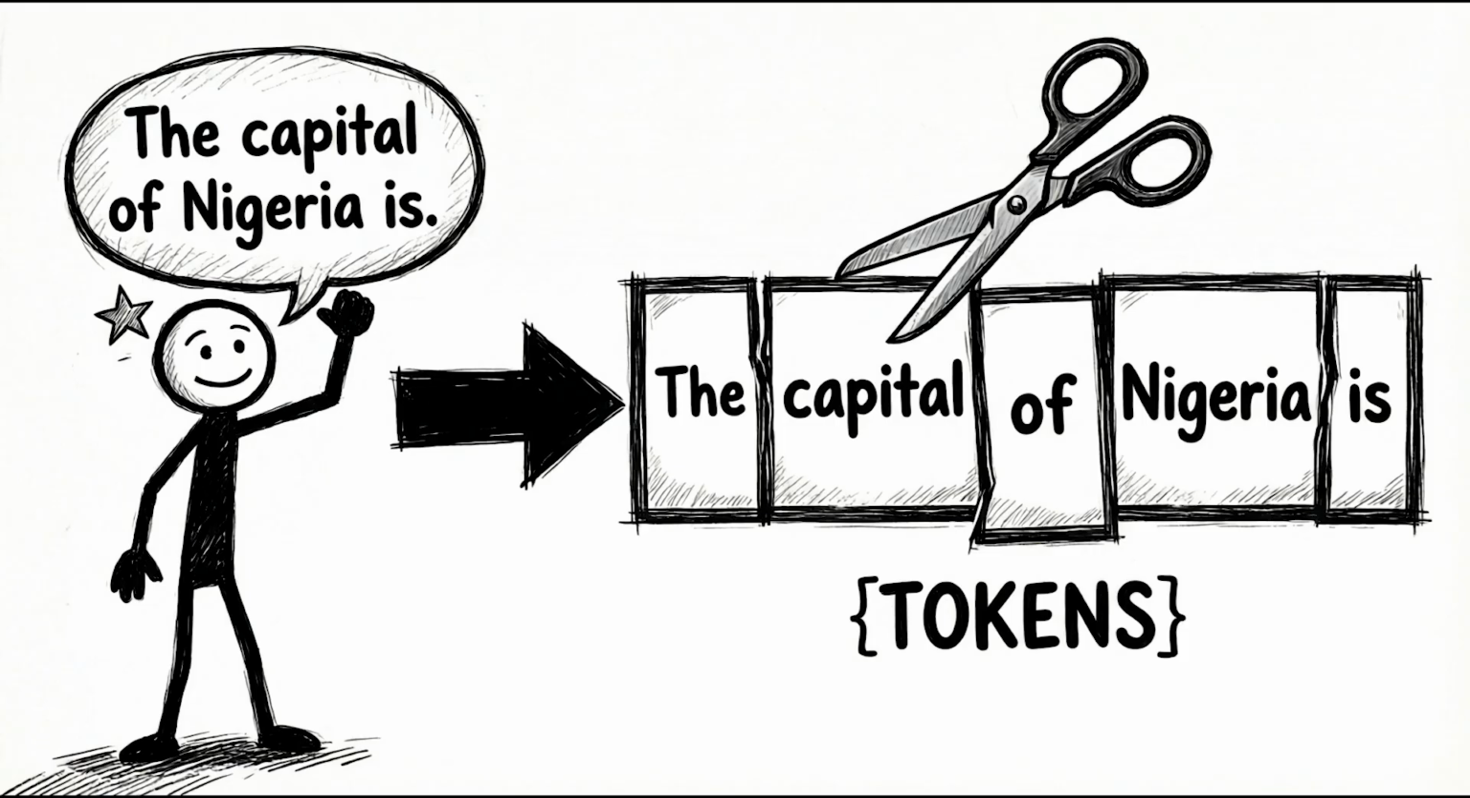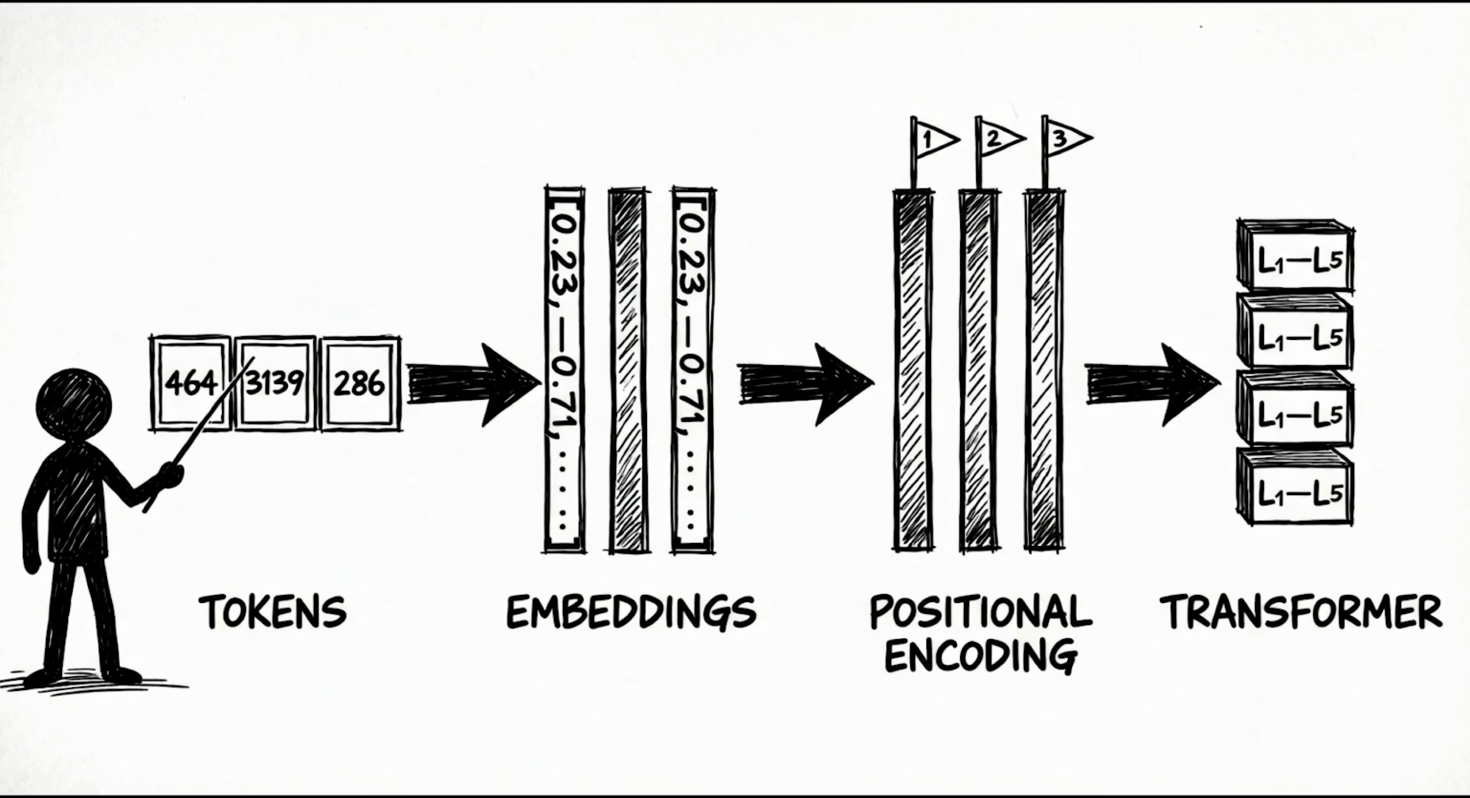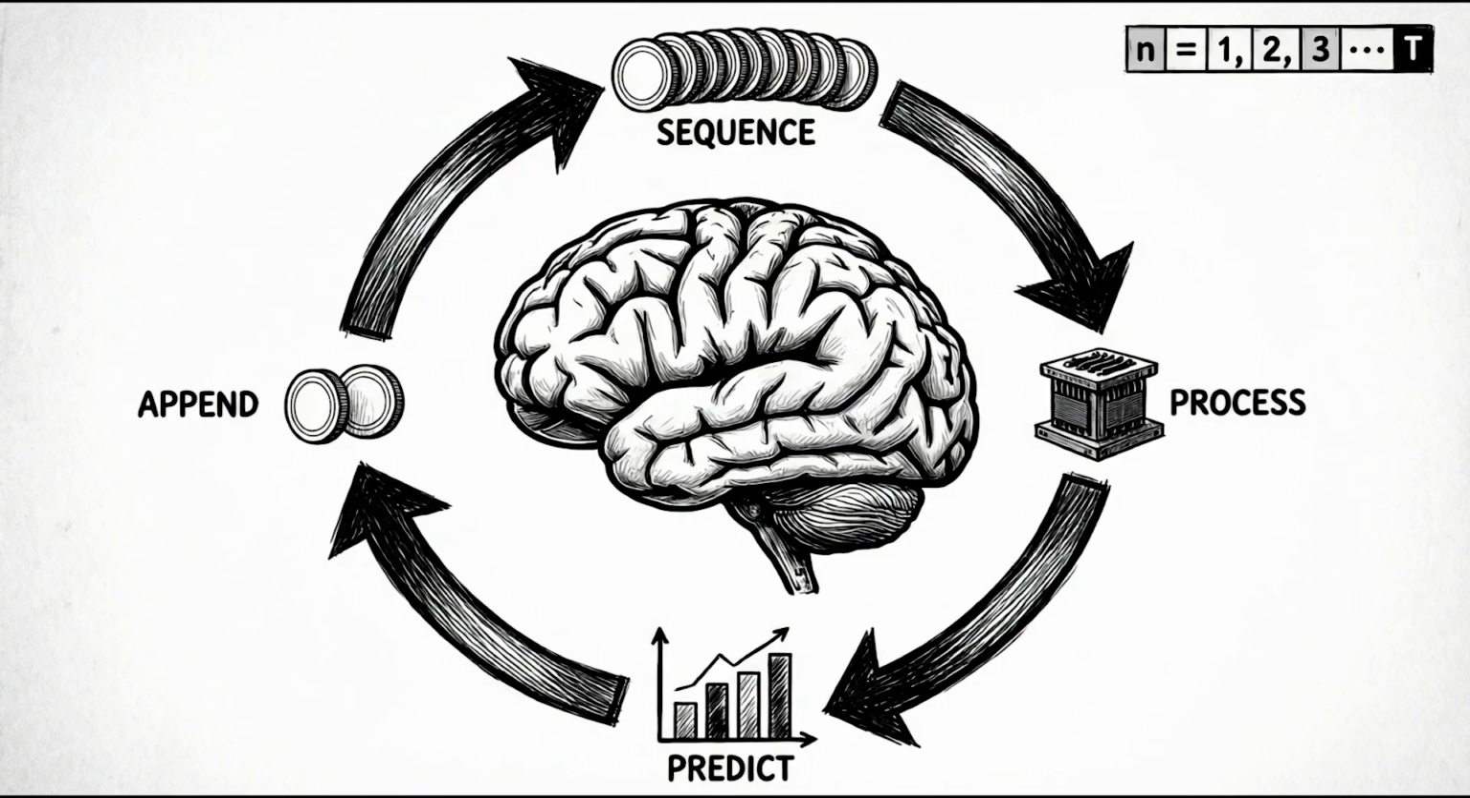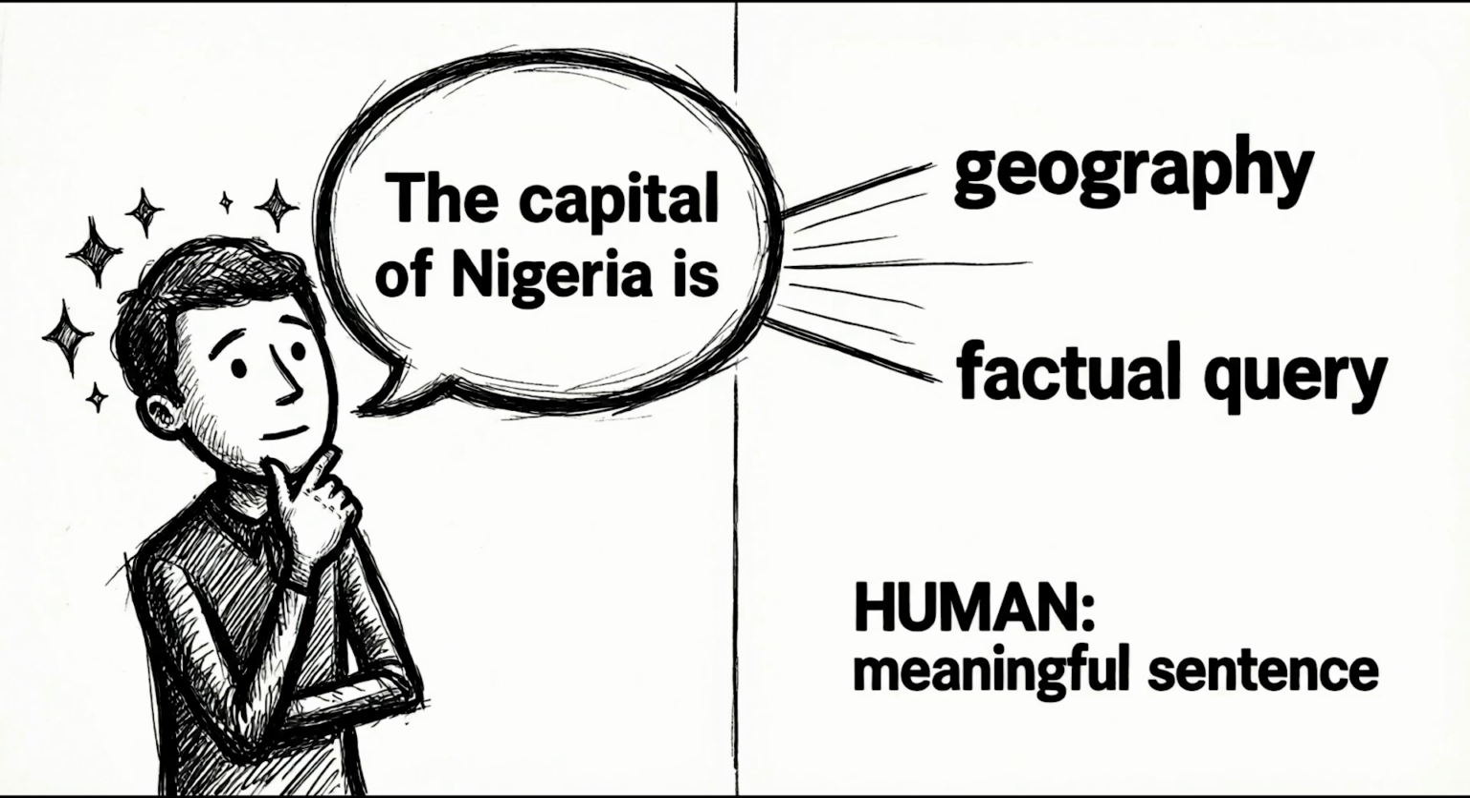Your text is converted into tokens. These tokens become dense numerical vectors called embeddings. Information about the position of each token is added. The sequence then passes through multiple transformer layers. The model predicts the next token. That token is converted back into text. This entire cycle repeats, one token at a time, until the response is complete. Let's go through each stage.